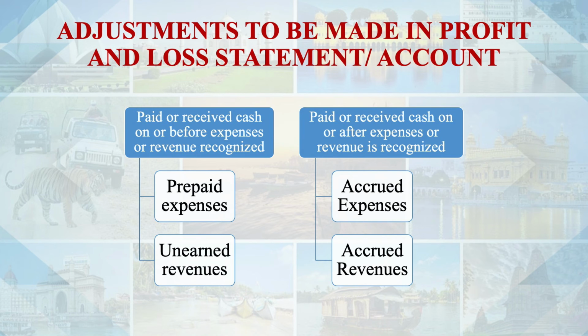We have to make the adjustments also, because the concept says only those expenses and income should be recorded which are related to that particular accounting year for which we are preparing the statement. Anything which is not related to it, whether it is an expense or income, should not be shown. If there is some expense you have paid although it was not due, don't show that expense.